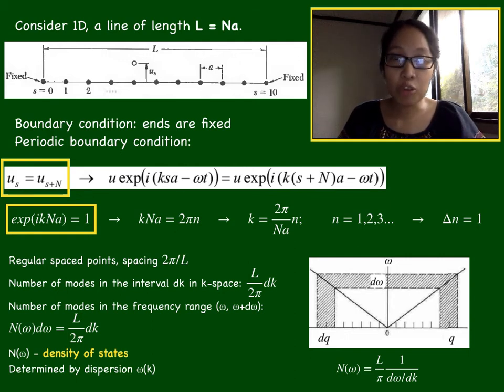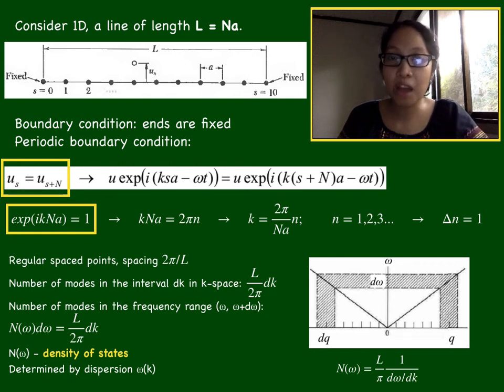The number of modes in the interval dk in the so-called k space is dn equals L over 2 pi quantity times dk. The number of modes in the frequency range is n of omega d omega equals L over 2 pi quantity times dk. N of omega is the so-called density of states.